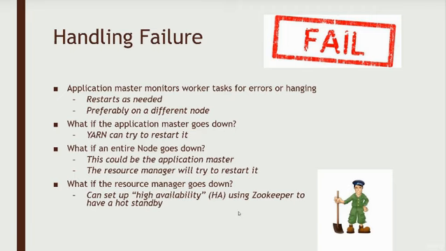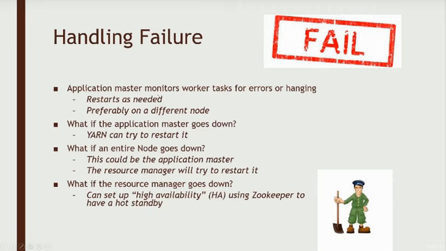There are a lot of different ways things can go wrong. Let's say your application master, the thing that's monitoring your worker tasks, finds an error from a worker task, or a worker task hangs. Well, the application master can monitor that and just restart it as needed. And it's actually smart enough to try to restart it on a different PC, a different computer, if it can.